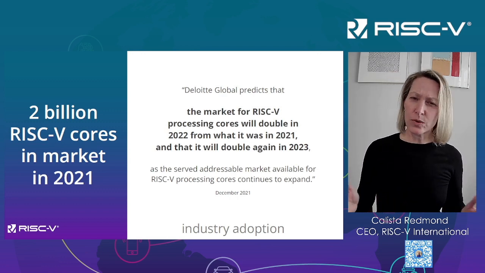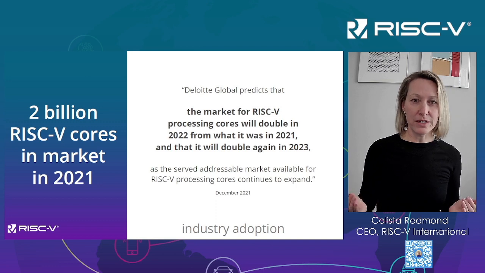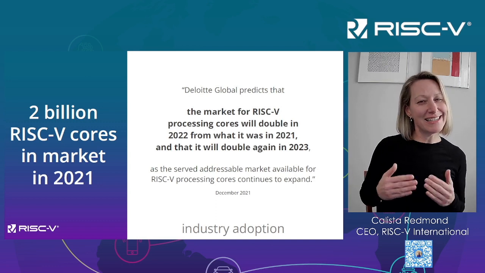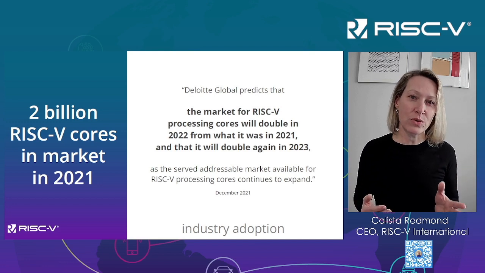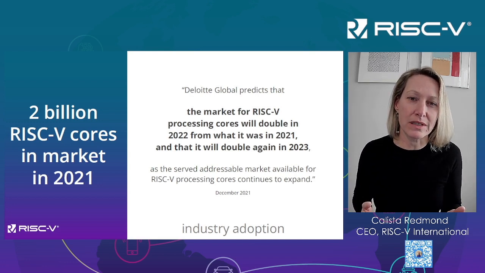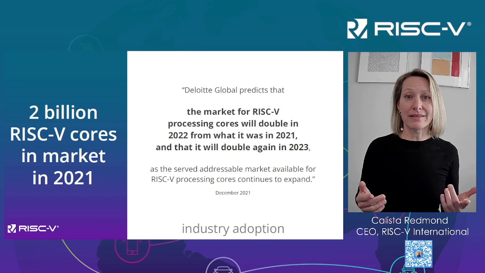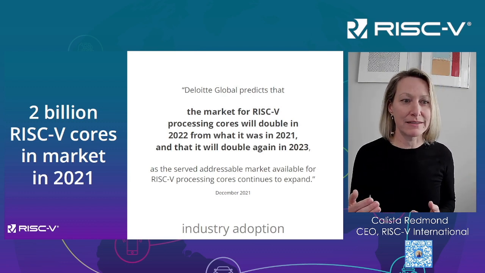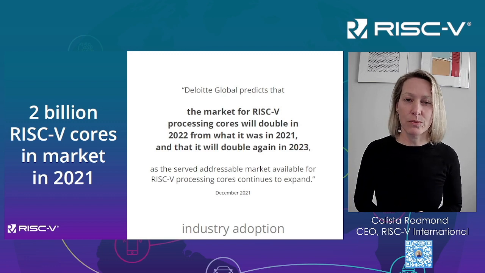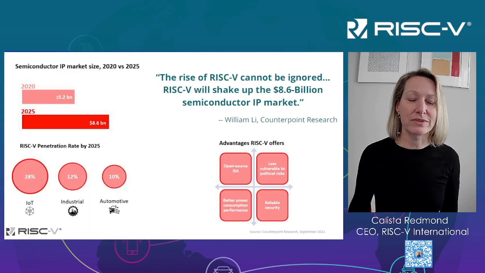Folks, we did a quick calculation of only what we know about today, which is not the entire picture. We already see 2 billion RISC-V cores in market in 2021. Quick math, we're going to see 4 billion in 2022 and 8 billion by 2023. We are well on the trajectory to realizing this vision.